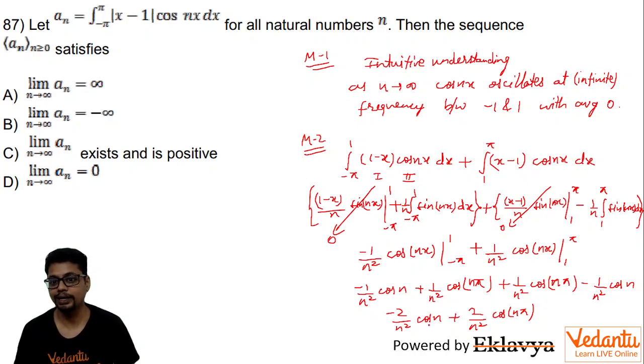Why? Because cos n pi would be some finite value between minus 1 and 1, and n square is coming in the denominator. As n tends to infinity, it goes to 0. So clearly again D is the answer.